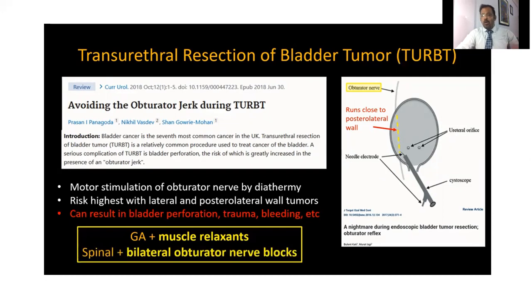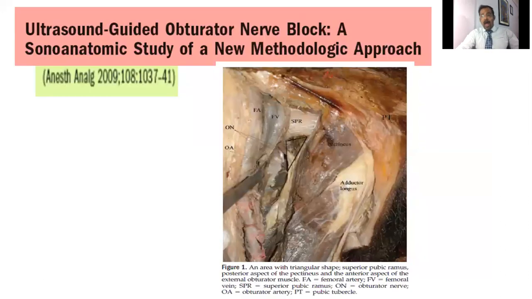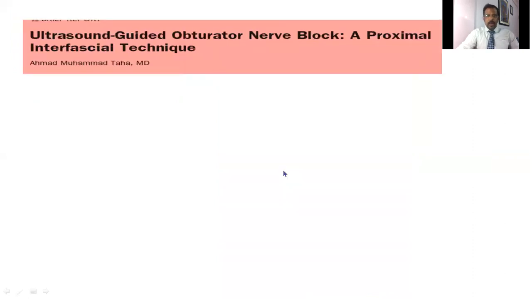So right now, what I am doing, I give spinal along with the obturator nerve block on the side where the bladder tumor is present. And I give a common obturator nerve block. This is a very good article, and I block the common obturator nerve where it lies just medial to the superior pubic ramus between the pectineus and obturator externus.